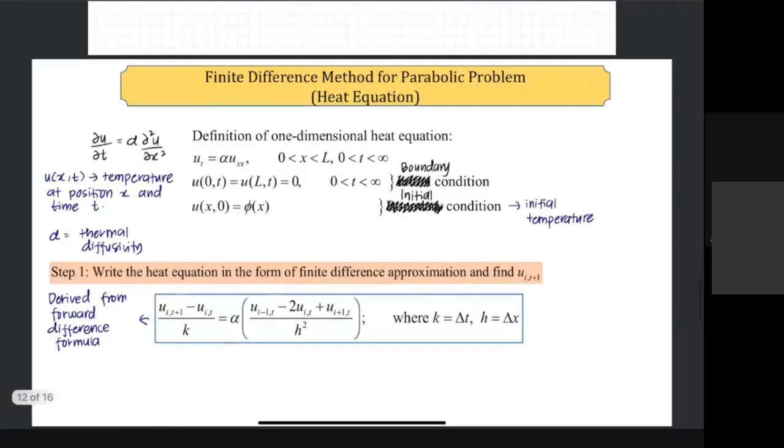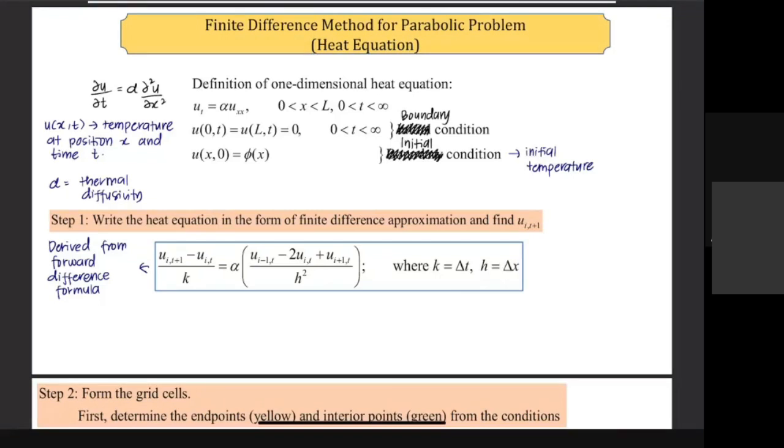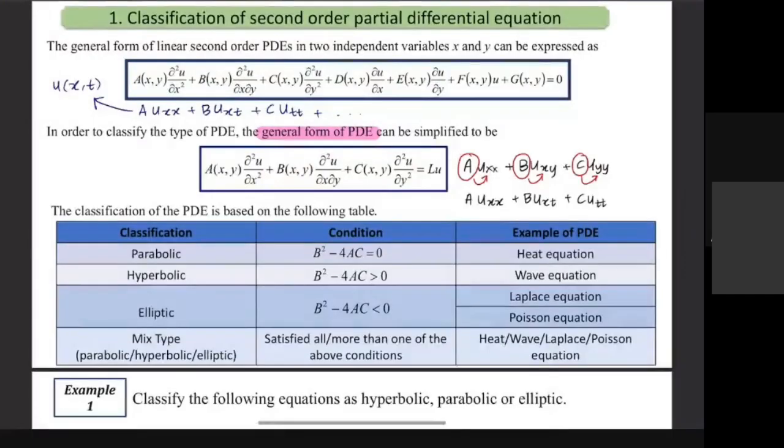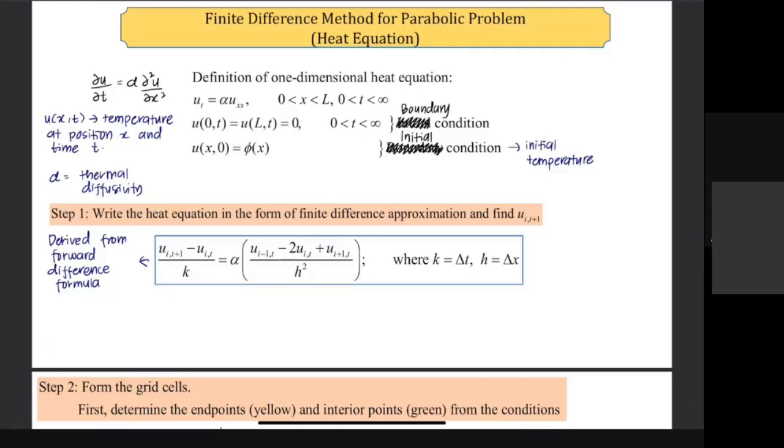Okay, let's look at how to solve parabolic problems using the finite difference method. We have many types of equations. Here is an example of PDEs. For parabolic, the example is the heat equation. For hyperbolic, we have the wave equation. And for elliptic, we have the Laplace equation and also the Poisson equation. So we solve a parabolic problem, particularly the heat equation.